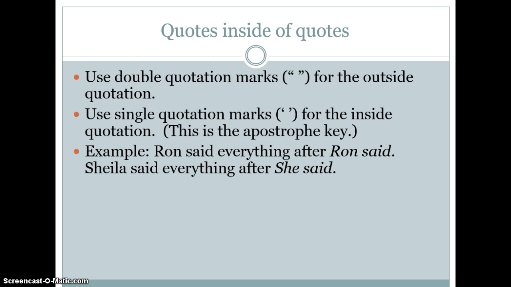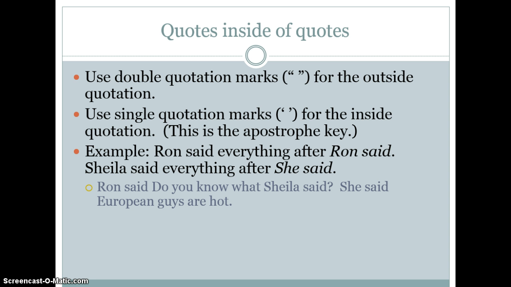And let's assume that Ron said everything after we see Ron said, and that Sheila said everything after she said. So Ron said, "Do you know what Sheila said? She said European guys are hot." This means Ron said everything from here all the way to the period, and Sheila said everything just right here. Okay, so you need to show the difference between what she said and what Ron said.